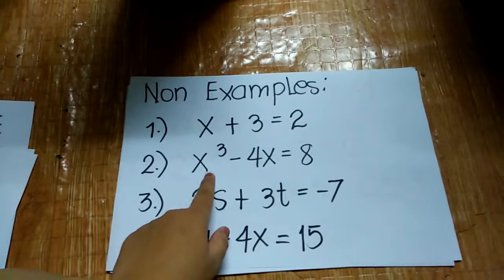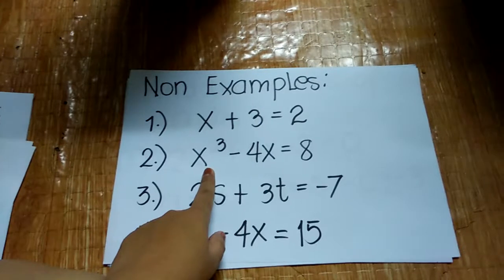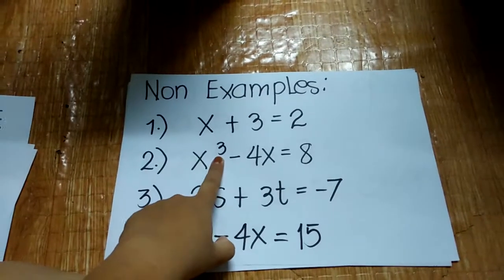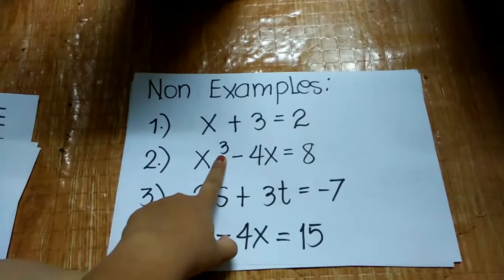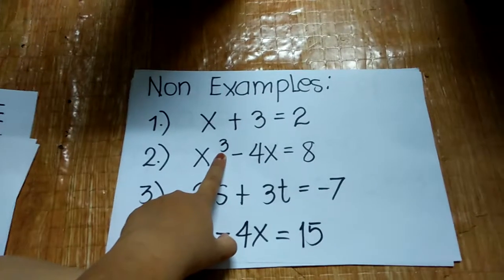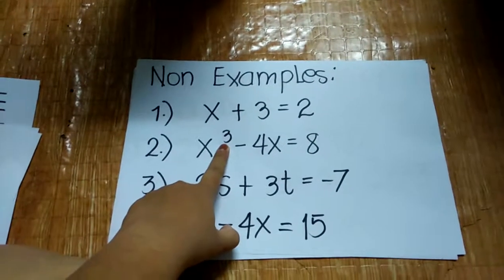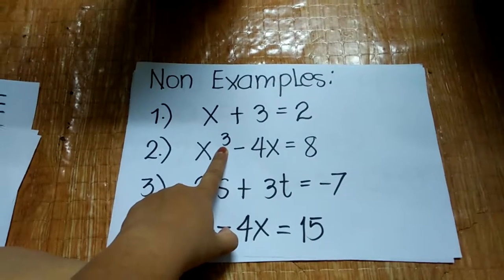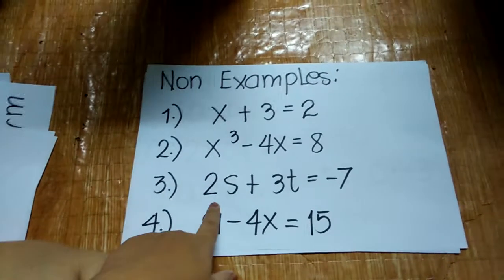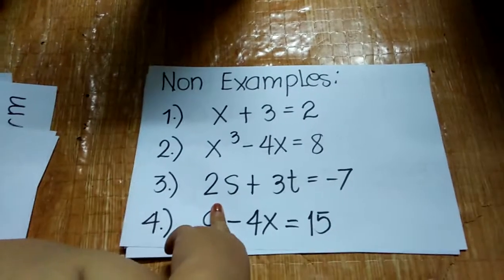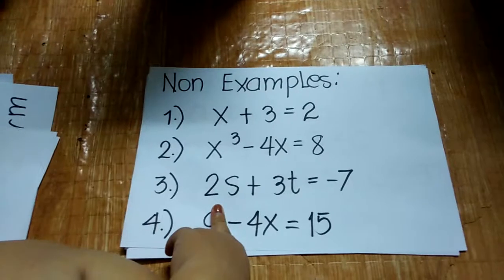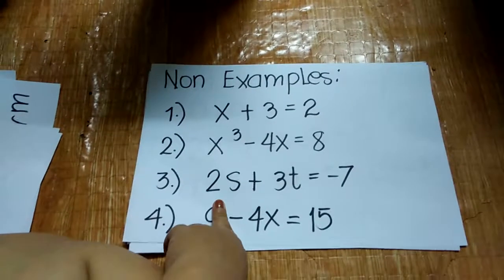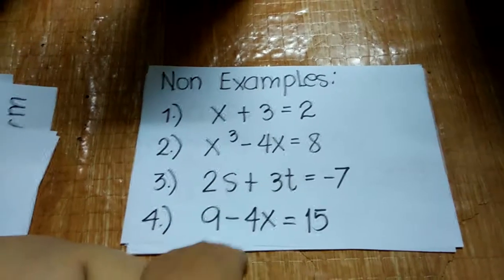Next, number 2, x cubed minus 4x is equals to 8. So, ang highest degree niya is 3, or the highest exponent is 3. So, hindi rin siya quadratic. Number 3, 2s plus 3t is equals to negative 7. So, wala rin siyang squared at hindi mo rin ito pwedeng i-simplify pa.